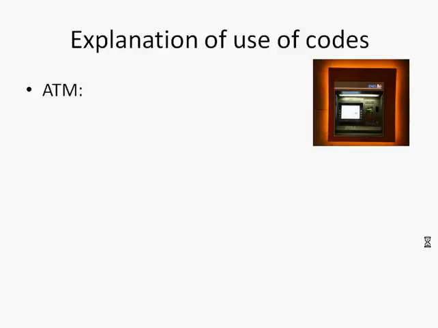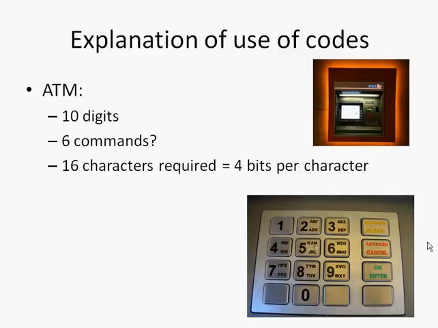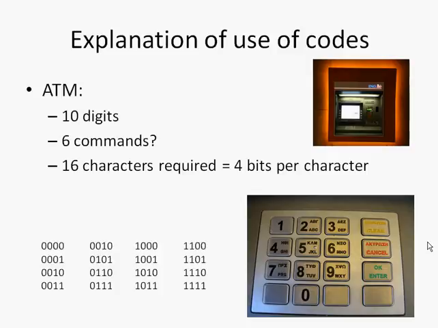Thinking more now about the ATM one. This is quite an interesting question to answer. On an ATM keypad, we'd need 10 digits and maybe up to 6 different other commands, such as clear, cancel, OK, enter, whatever. So that is 16 character mappings required. Therefore we need 4 bits per character. So how do we work that out? Well, 4 bits allow you to have 16 different combinations, and there they are. So that would be a great answer to give for that last part of that question.